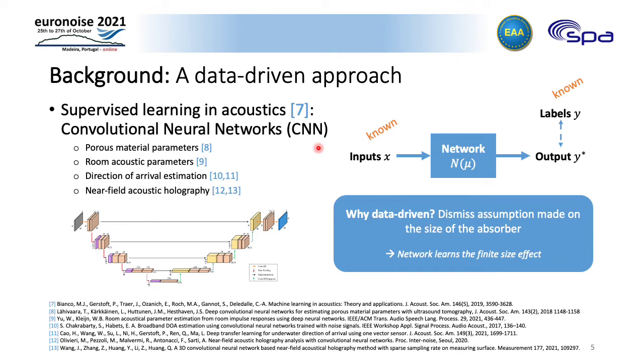These networks have been used successfully in a number of acoustic problems, such as the estimation of porous material parameters, room acoustics parameters, direction of arrival, as well as near-field acoustic holography. The key idea is to map inputs to outputs by means of using convolution operations, affine functions, and nonlinear activations. CNNs are trained with known inputs and outputs, often referred to as labels, such that the network parameters mu can minimize the error between the known labels y and the outputs generated by the network y star.